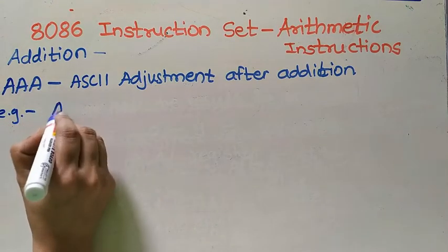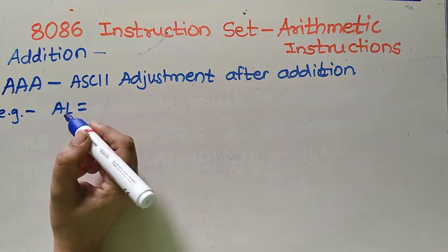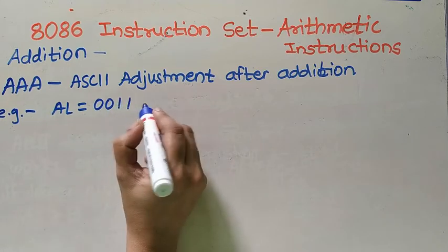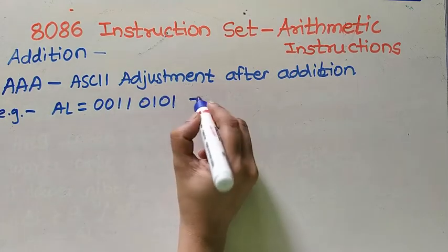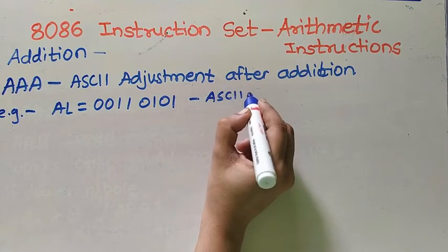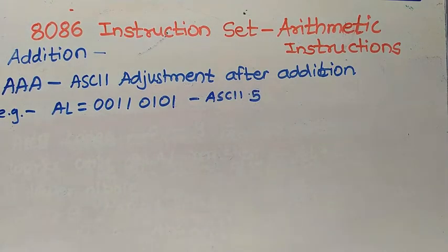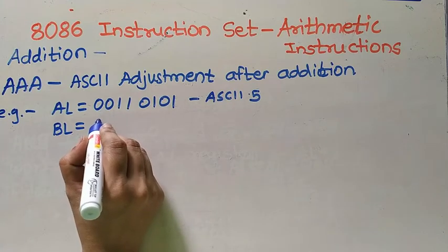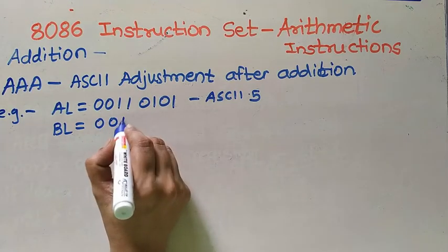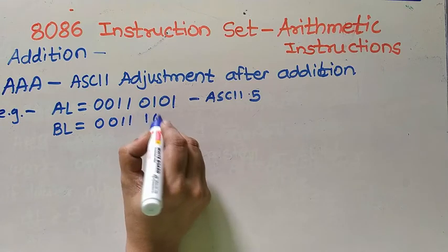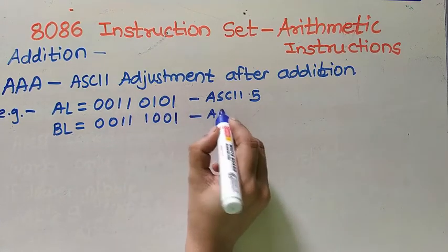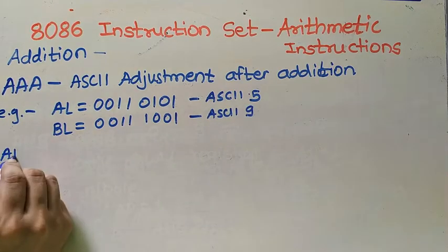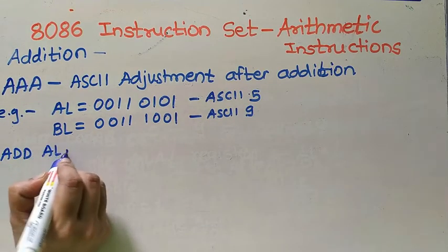Let's say in AL, ASCII 5 is there. ASCII 5 means 00110101. This is the code for the ASCII 5 number. Similarly, in BL we have ASCII 9, that is 00111001. It is the code for the ASCII 9 number, and we have to do ADD AL, BL.